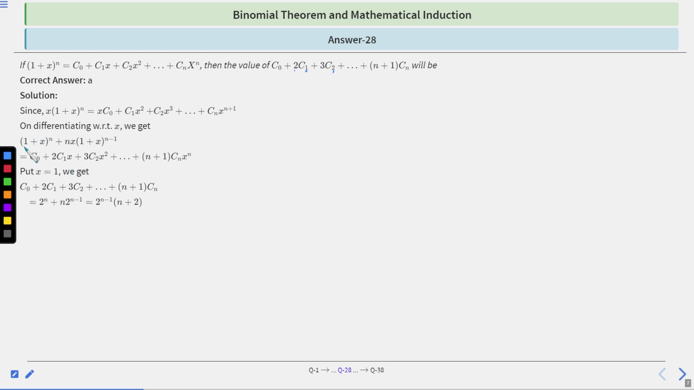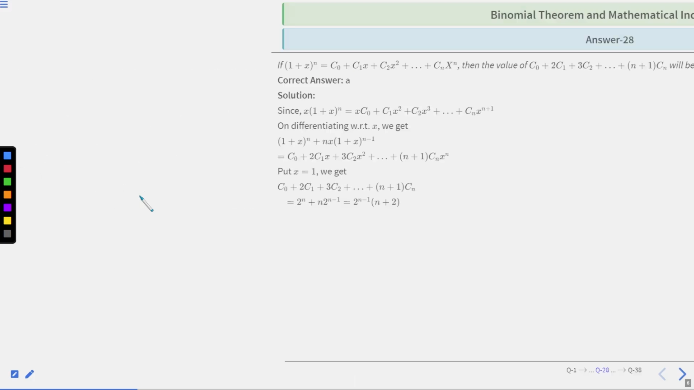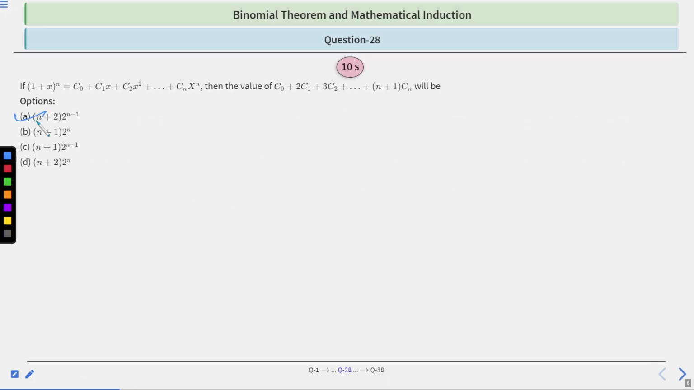Now, after differentiating, the left side we will get (1 plus x) to the power n plus nx (1 plus x) to the power n minus 1. And on the right side, we will get c0 plus 2c1 x plus 3c2 x squared till (n plus 1) cn x to the power n. Let's put x equal to 1 on both sides. Then we will get c0 plus 2c1 plus 3c2 till (n plus 1) cn is equal to 2 to the power n plus n times 2 to the power n minus 1, which is equal to 2 to the power n minus 1 common, into (n plus 2). Right, option A is the right choice. Clear? A is the right choice.